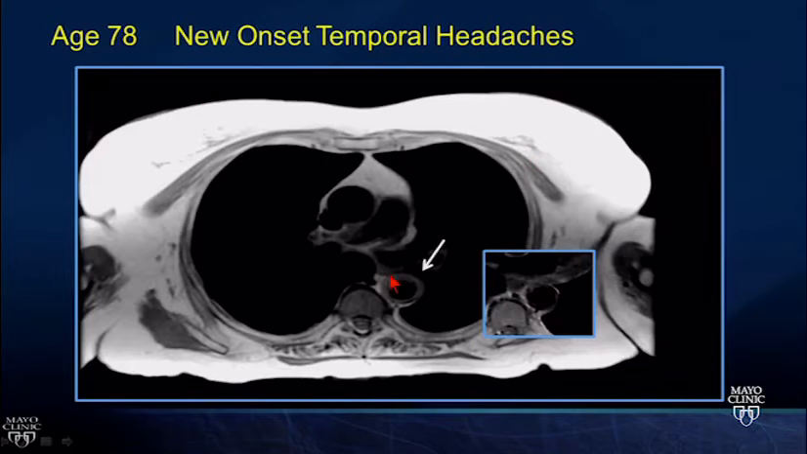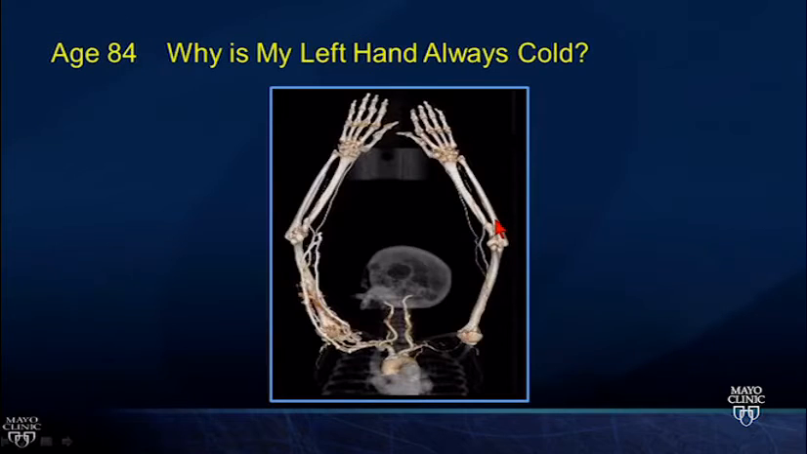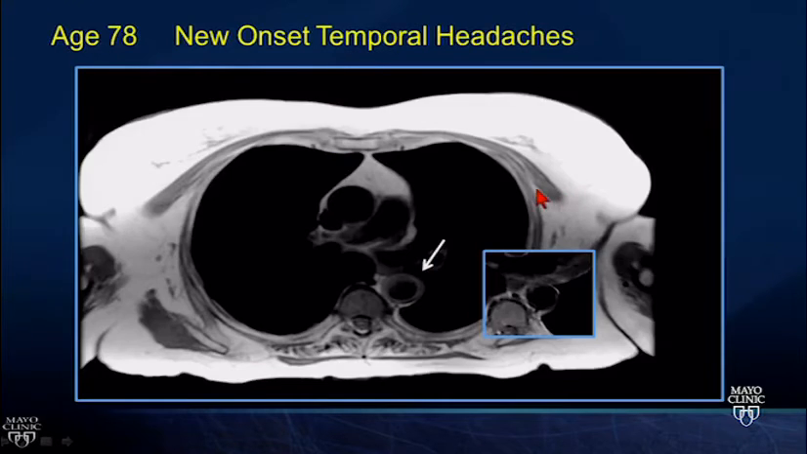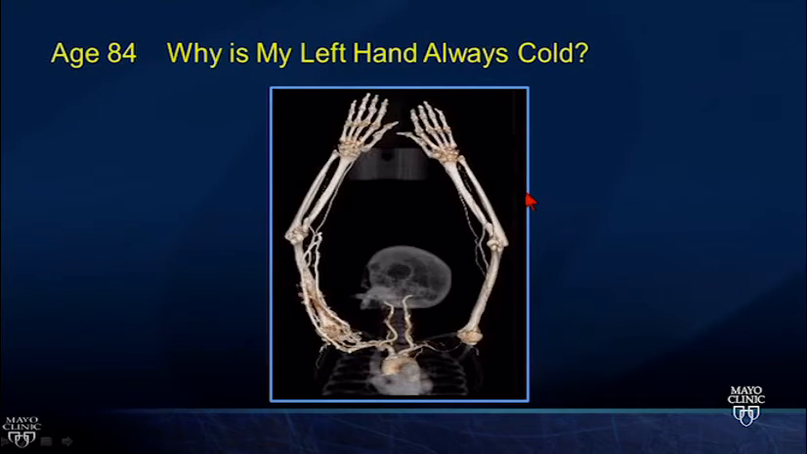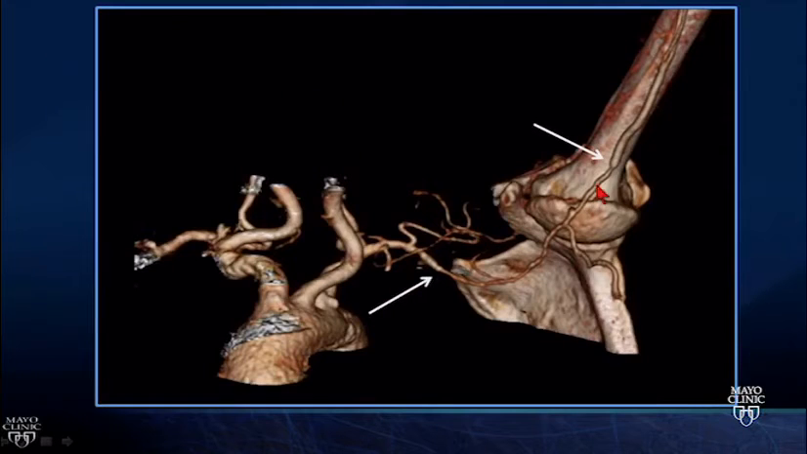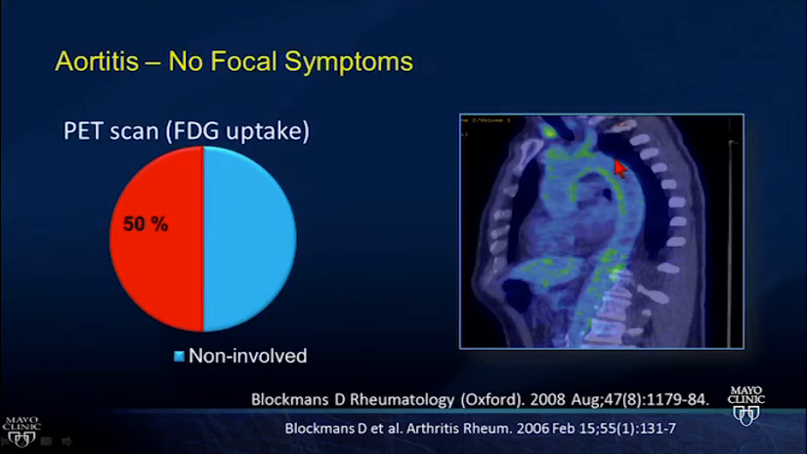And it's recognized on imaging with thickening here. And here's a normal segment, but here's a thickened aortic segment. This is a patient that came for an appointment with no symptoms of giant cell, but said, "Why is my left hand always cold?" And she had a tapered segment in her upper extremities. This is not atherosclerosis, this is arteritic narrowing. She had giant cell arteritis.